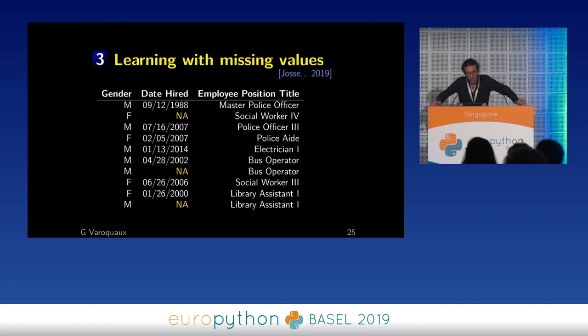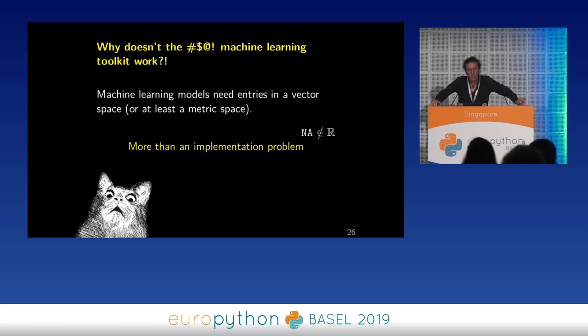So now I want to talk about one last thing, which is learning with missing values. We've dealt with this non-formatted categorical data, and now we need to deal with the fact that some of our values are missing. So why doesn't the machine learning toolkit work on this? There is a fundamental reason: machine learning models in general tend to need entries in a vector space, or at least a metric space, or at least an ordered space.